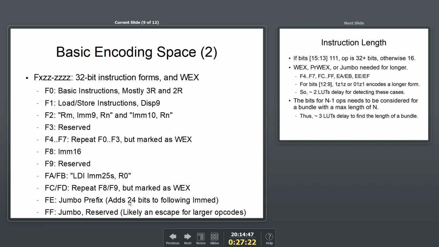FE is the jumbo prefix, and it works by adding 24 bits to the following immediate.